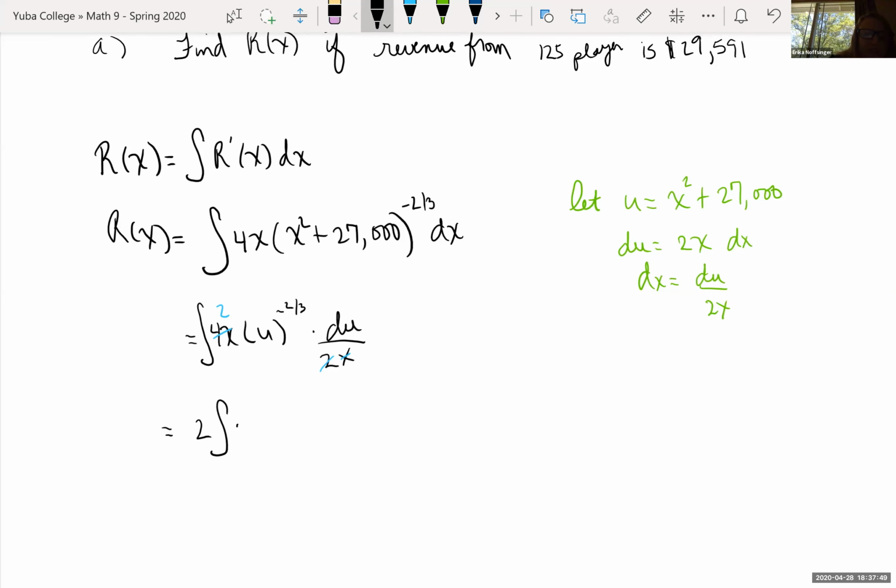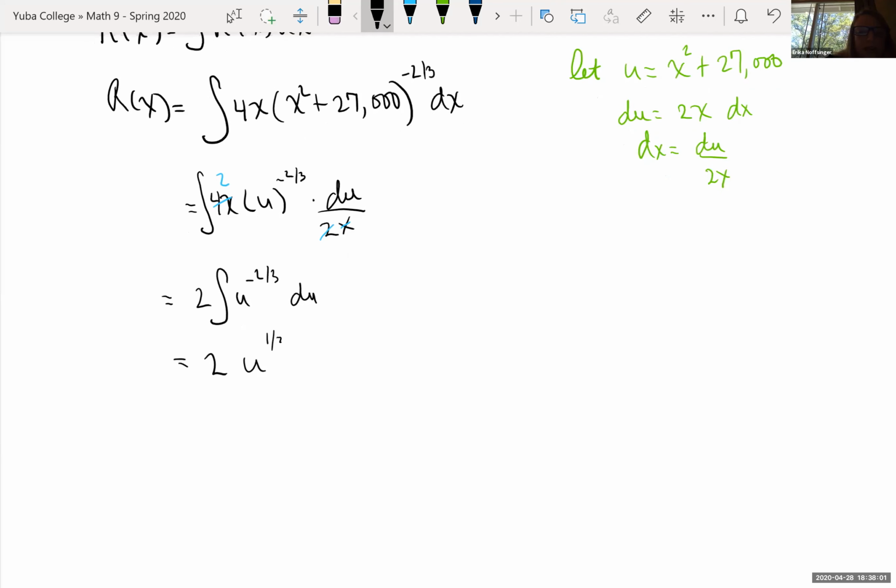So the antiderivative of u to the negative 2/3 power. Add 1 to our exponent. Negative 2/3 plus 3/3 is 1/3, times the reciprocal, because we're dividing by that new power. So this would be 1/3 plus c. So this gives us 2/3 cubed root of whatever u was, and u was x squared plus 27,000, plus c.